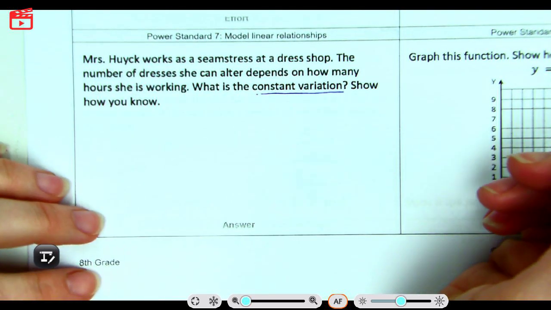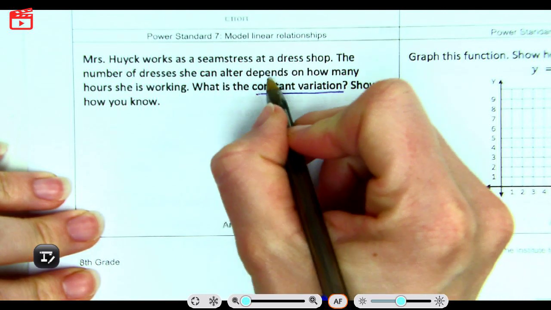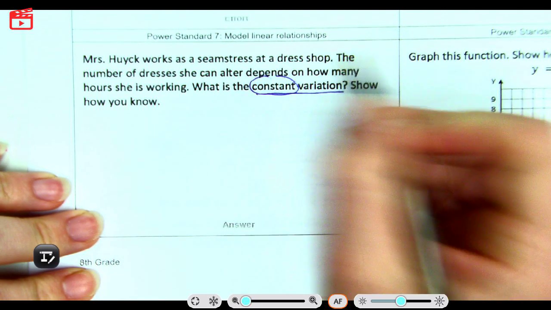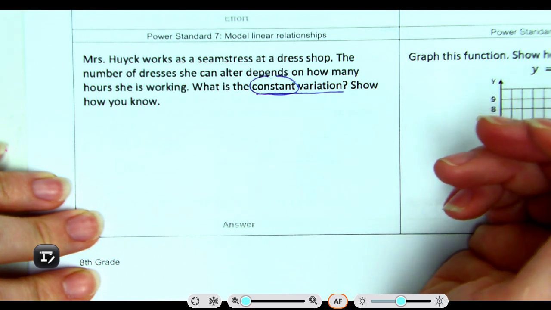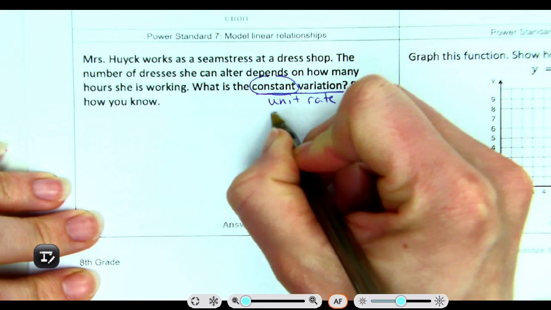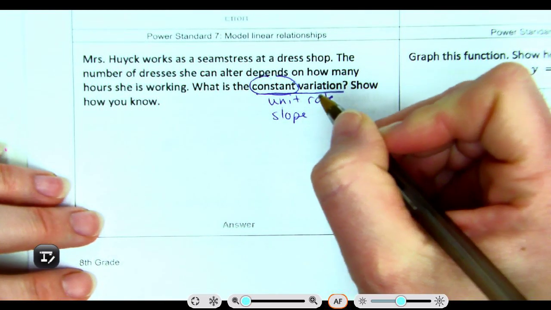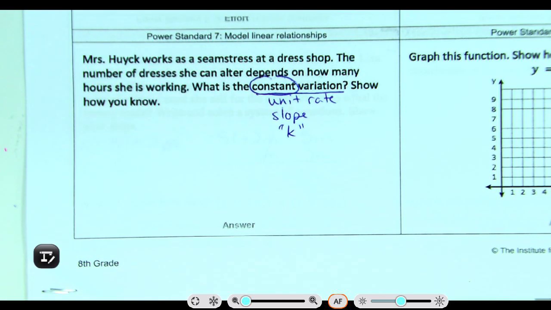This one's tricky because there's no numbers. So it really comes down to our understanding of constant variation, focusing on this word constant. Okay, we learned in 7th grade constant is a number we're multiplying by, and we have come up with new names for it. But in all of those things, this is our K. It's the number we're multiplying by.